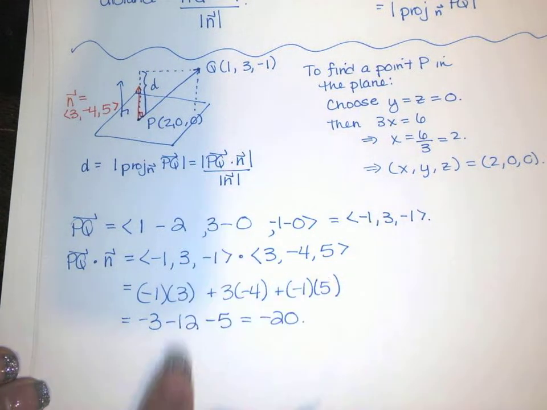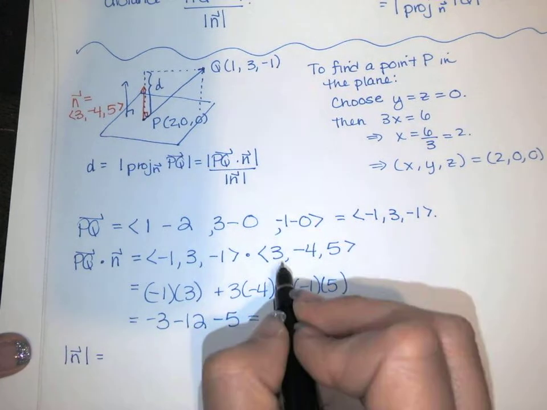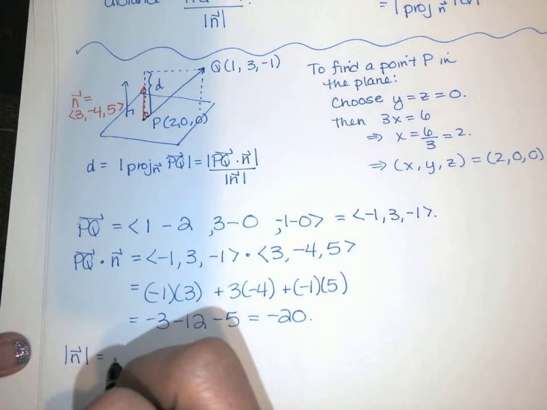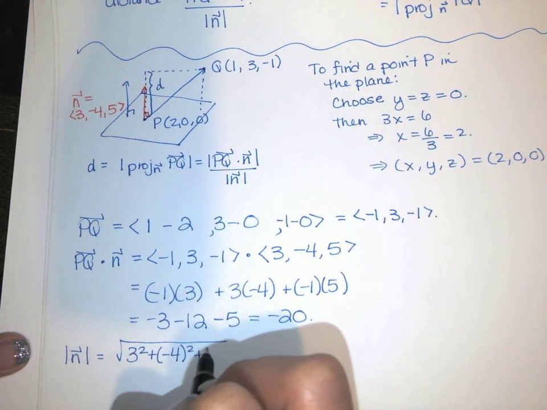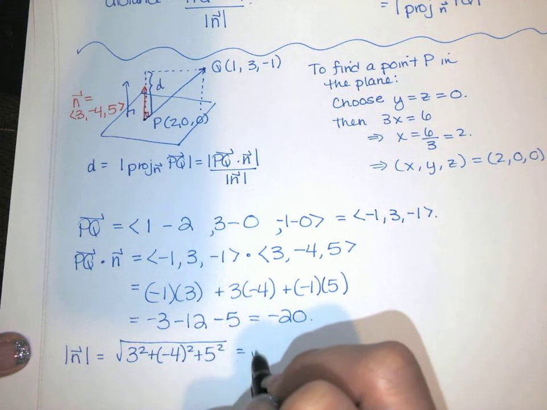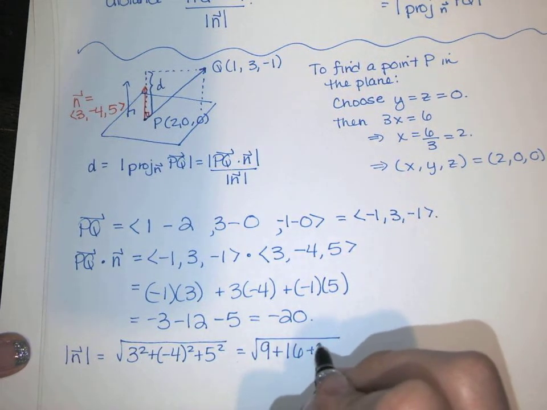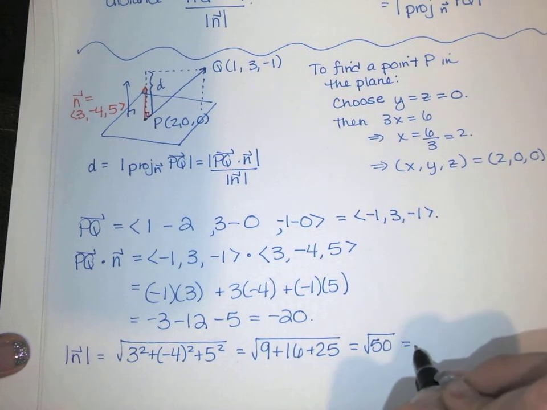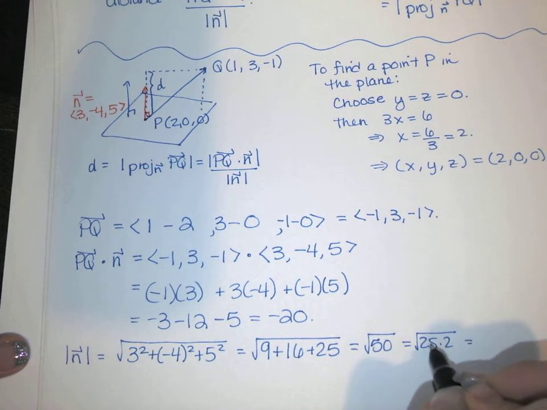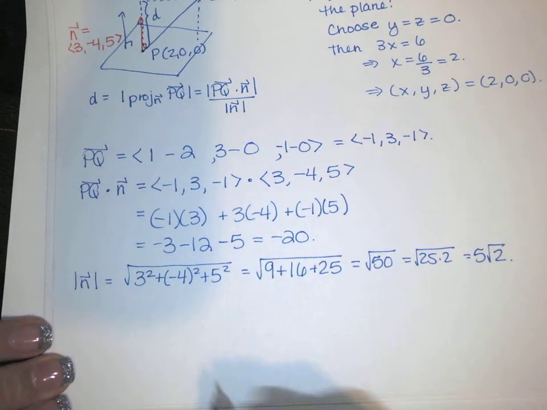And we need the length of n in the denominator. So n had these components. That's our n. So remember, we take them, we square them, we add them, and we take the square root. So that's 9 plus 16. That's 25, plus another 25 is 50. So we've got square root of 50, or if you prefer, you could write that as square root of 25, which is 5, times the square root of 2. Okay, so now we're ready to write down our distance.